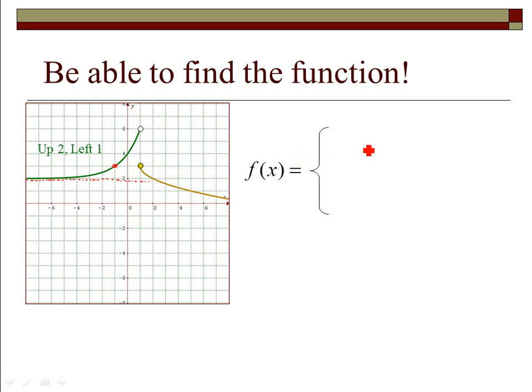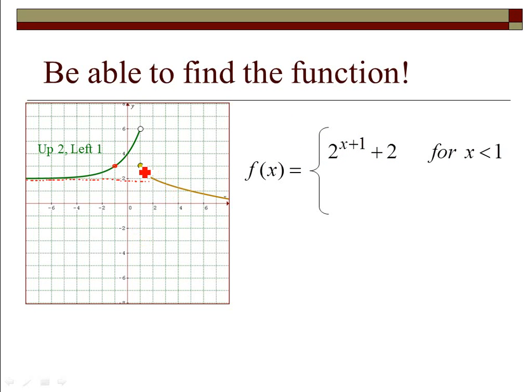So when I write my equation, I get left 1 is the x plus 1, then up 2 is the plus 2, and I've got an open dot, so I don't have equals. My transition point was at 1.